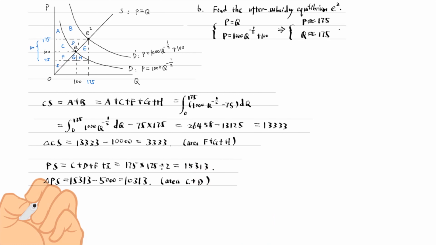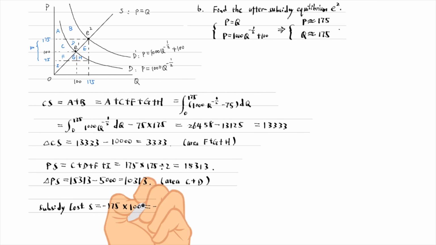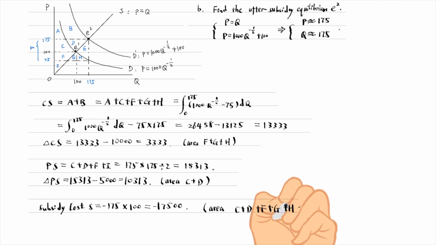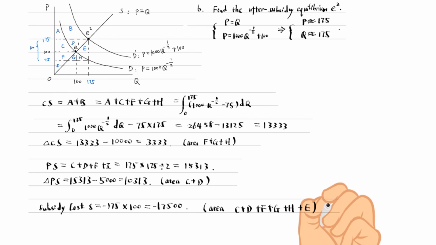The government subsidy cost equals the subsidy per unit 100 times the equilibrium quantity 175. It is minus 17,500. It is the rectangle area of C plus D plus F plus G plus H plus E.